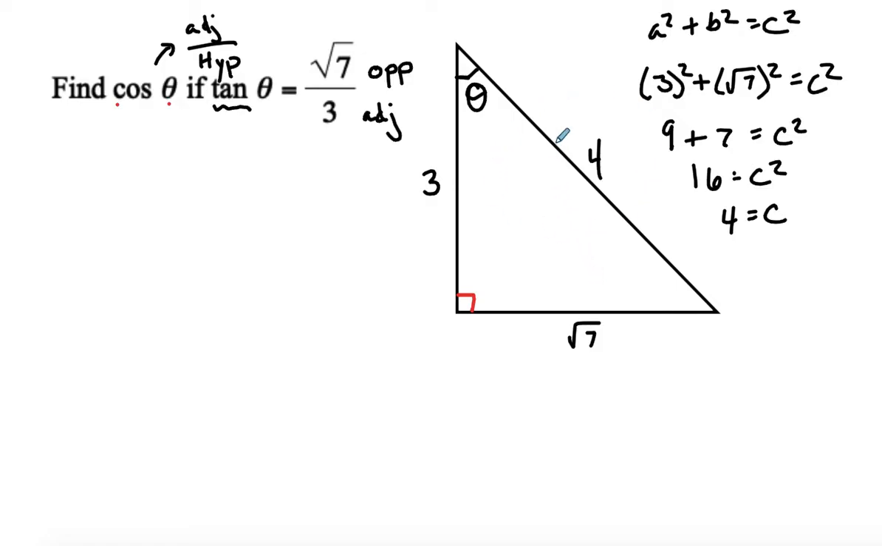So now that I've found my missing piece of information that I needed, the hypotenuse, I can create my ratio. Cosine of theta is adjacent over hypotenuse, or 3 over 4.